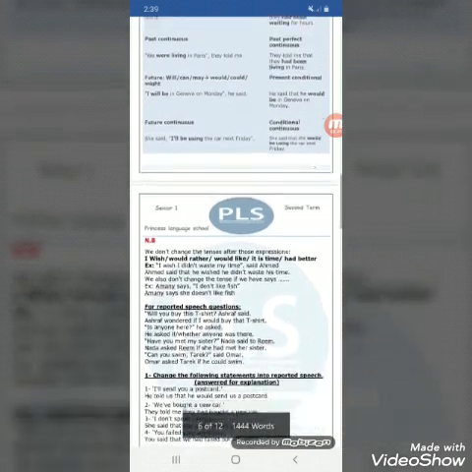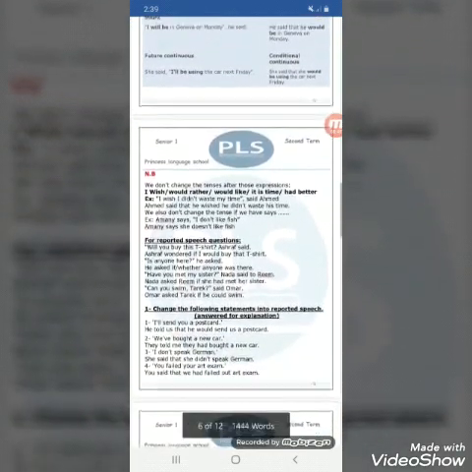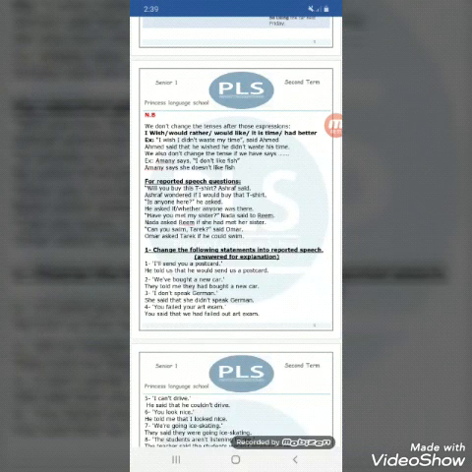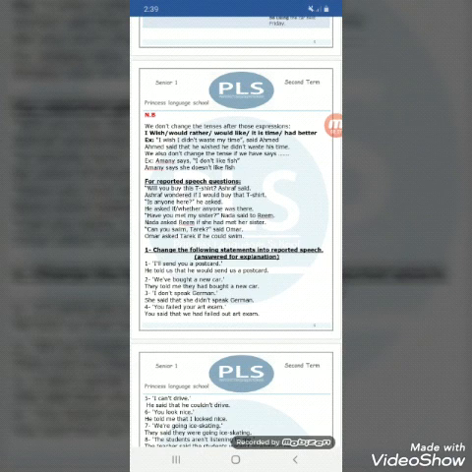We have a very important note here. We don't change the tenses after those expressions. So whenever you see those expressions, you won't change the tenses for them in the reported speech. Expressions like I wish, would rather, would like, it's time, and had better. Example, I wish I didn't waste my time, said Ahmed. Ahmed said that he wished he didn't waste his time. It will remain as it is, past simple.